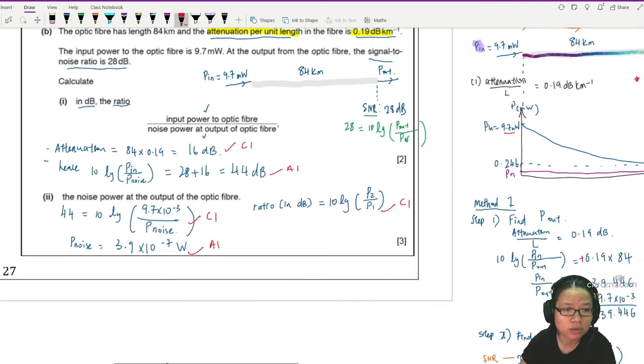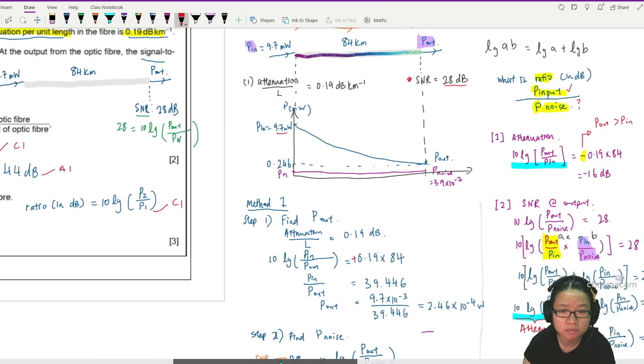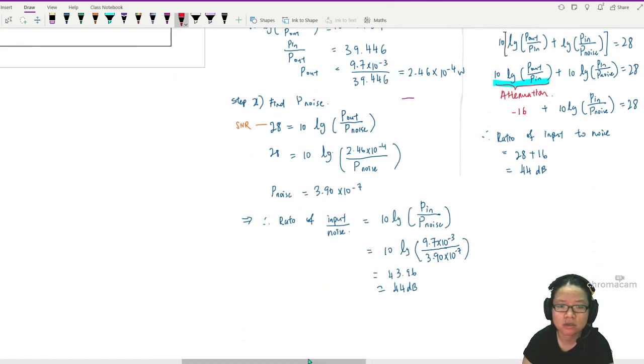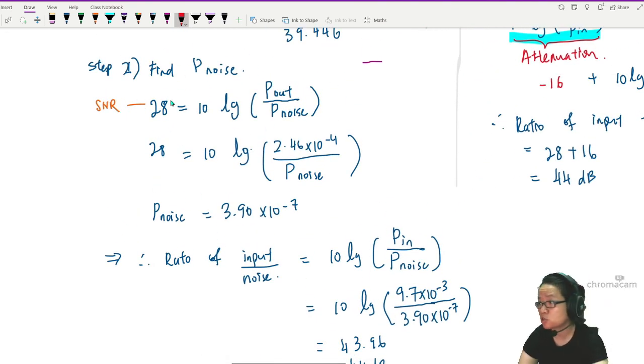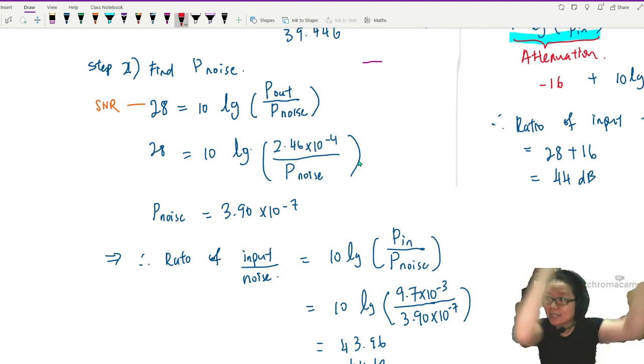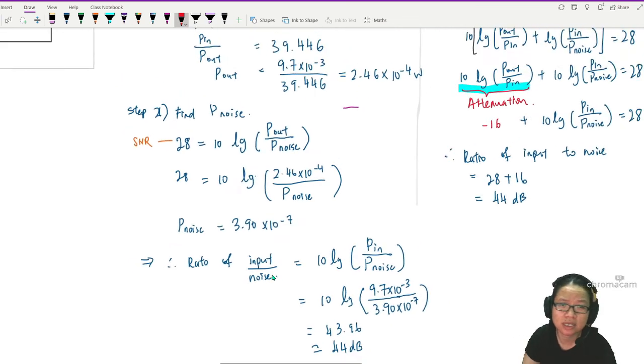We can now double check our answers based on this, because I didn't use 44 to find the noise power. If you look here, what did I do to find the noise power? I used the signal to noise ratio at the output, which is 28. Just now I used 44, which is the signal to noise ratio at the input, because I don't know what the output is. So my answer is the same, so that is great. So that's how you can double check your answer. But I generally think it's not needed.